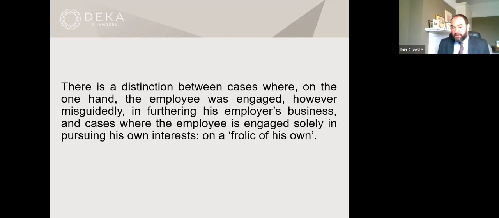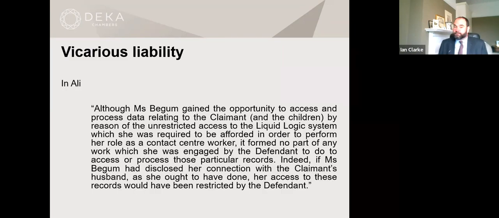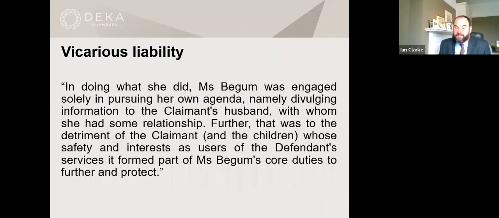And in the case of Ali, the court comes to this conclusion. Although Ms. Begum gained the opportunity to access and process data relating to the claimant and the children by reason of the unrestricted access to the local logic system, which she was required to be afforded in order to perform her role, she, the employee who caused the data breach, only has this information because of her job. It formed no part of any work which she was engaged by the defendant to do to access or process those particular records. Indeed, if Ms. Begum had disclosed her connection with the claimant's husband, as she ought to have done, her access to these records would have been restricted by the defendant.